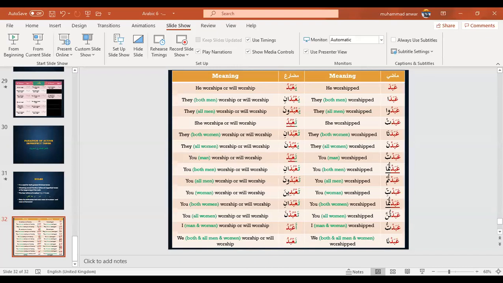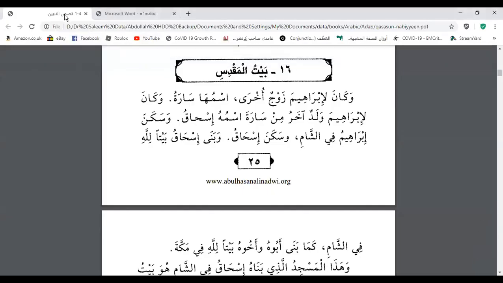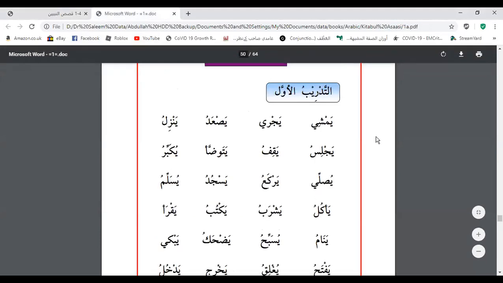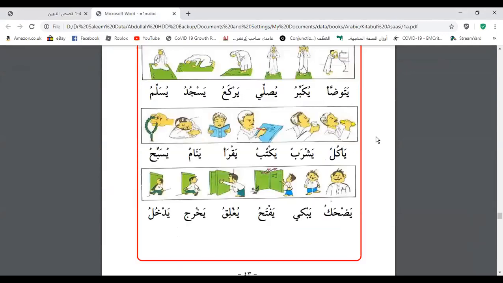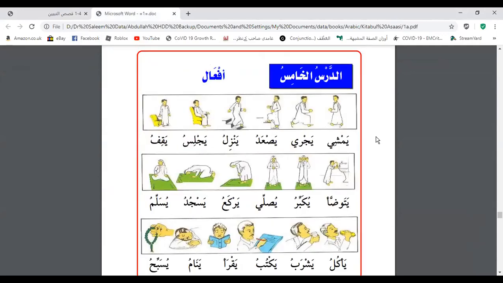reading on our Kitab al-Asasi, which is here. So we did this page, actually. Yeah, we did this. Lesson five, afal, actions. This is mudari'. Yamshi, he walks. See, we've just covered mudari' there.